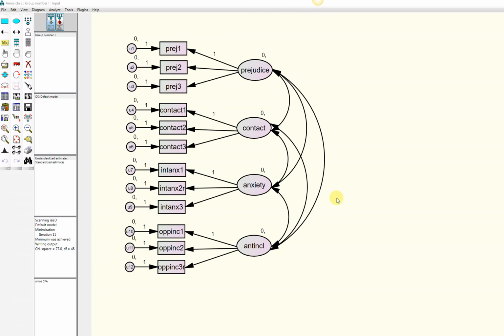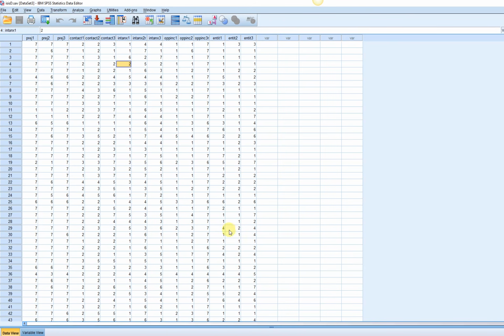Okay, in my previous video, using this particular data set, I illustrated how to carry out confirmatory factor analysis using the AMOS program. So this was the original data set.